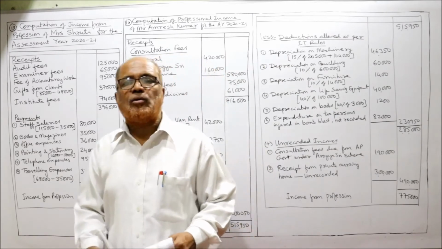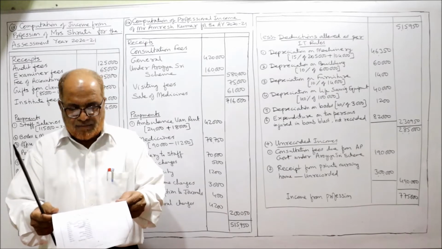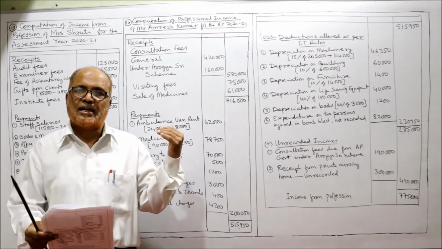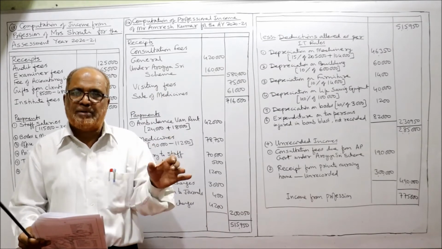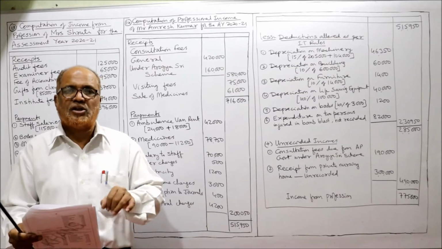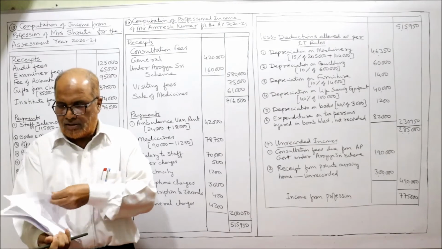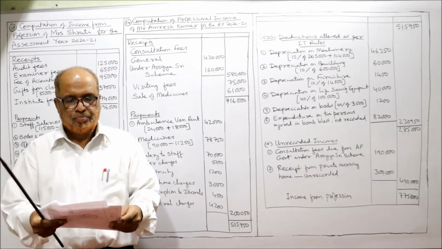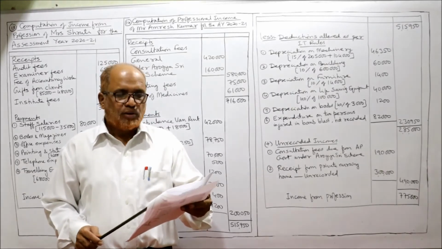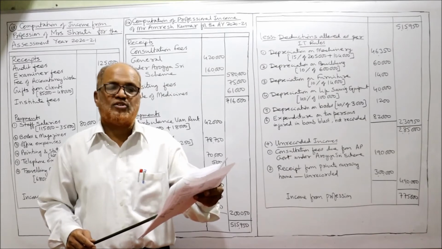Now I am going to read out problem number 14. Dr. Kailash submitted the following receipts and payments account. Compute income from profession. Just like the previous problem, a receipts and payments account is given and we have to compute income from profession. He is a doctor. Now see carefully. The 14th problem. The receipts and payments account is given. Before seeing the receipts and payments, first we will see the adjustments and discuss the provisions.